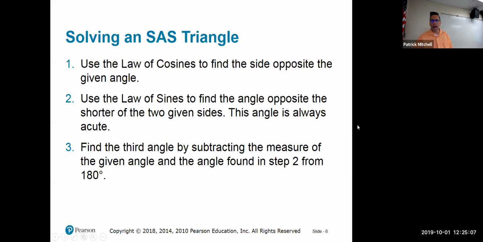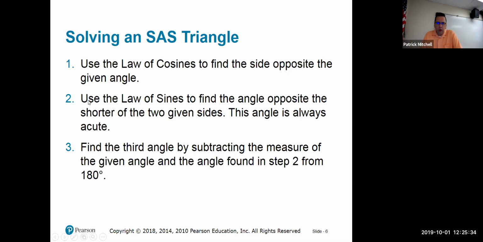All right, so here they give you a list of recommended steps for solving an SAS triangle. Remember, that means two sides and the included angle. So first we're going to use the law of cosines to find the side opposite the given angle. So this was the situation I was talking about where you'll very easily decide which version of the law of cosines you want to use.